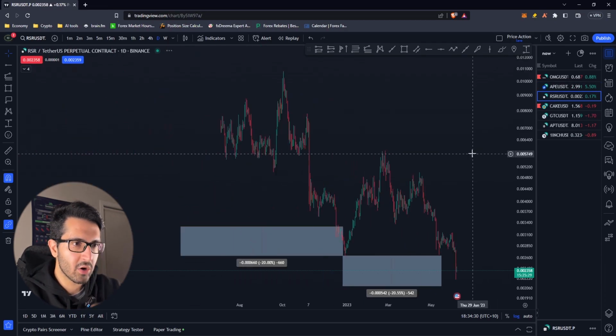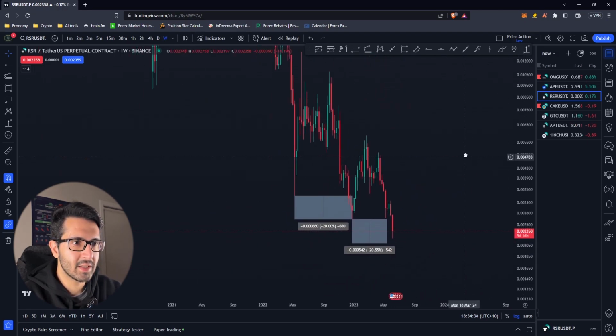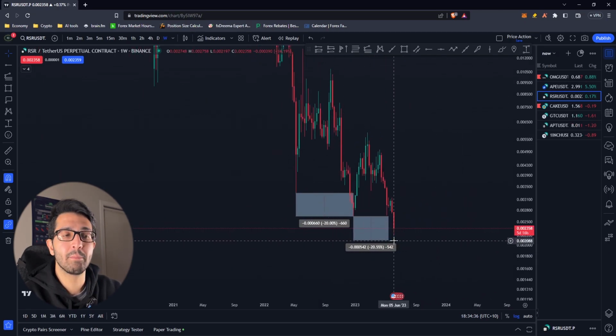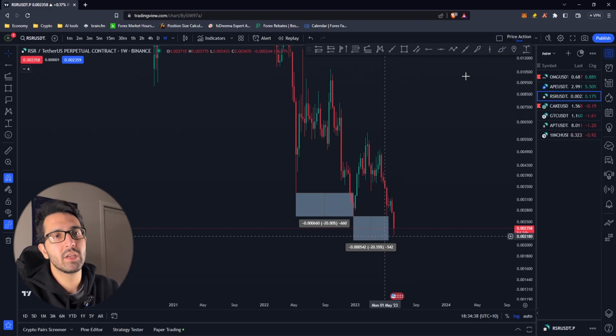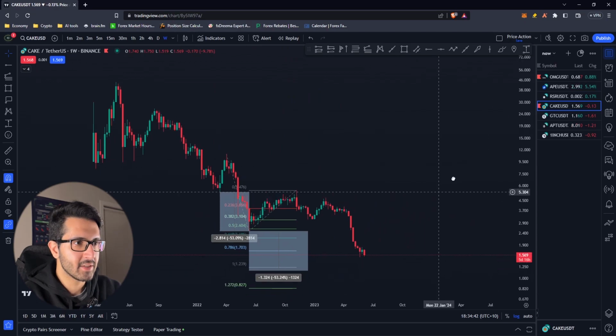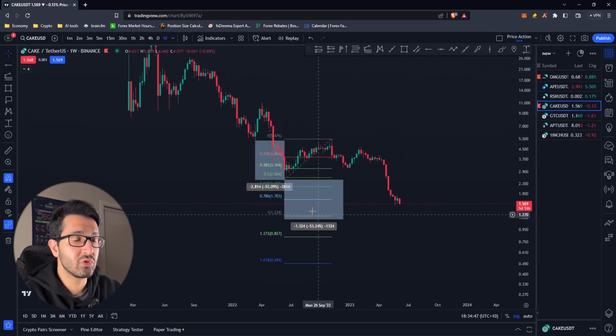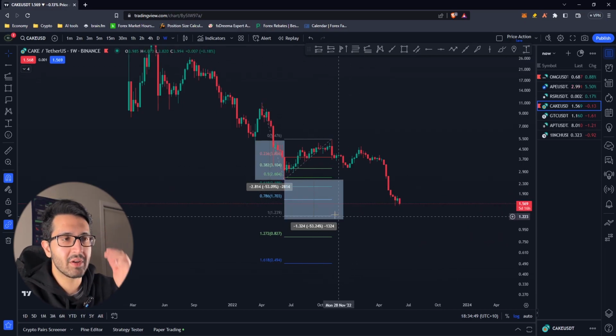The next one is RSR. Same analogy, I use it here. It's around 20%. If it drops around 20% and Bitcoin reaches the level of the demand zone, I'll look to open a long position. The next one is CAKE, PancakeSwap. See, this one dropped 53%. If it drops 53%, it's got to be around this level.